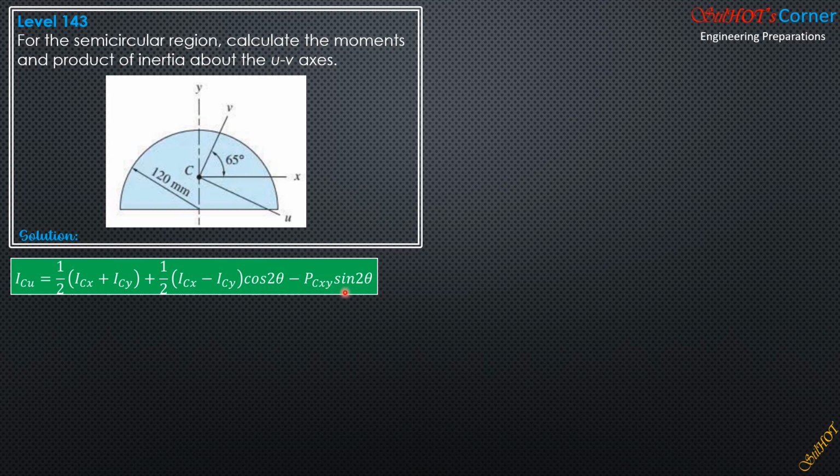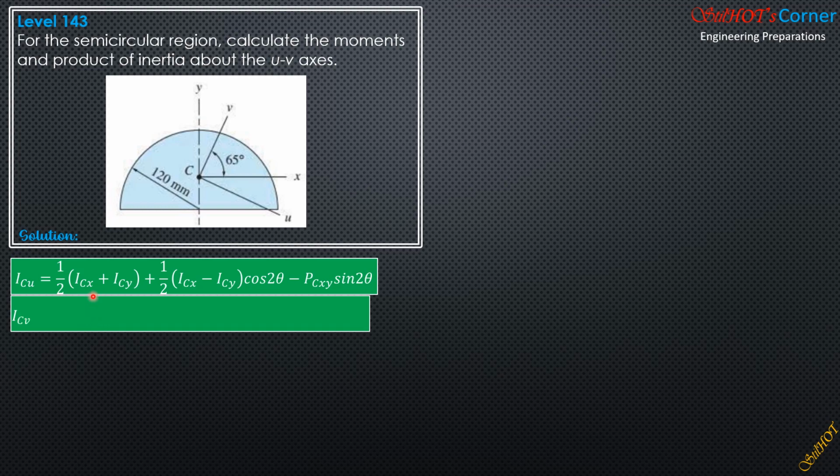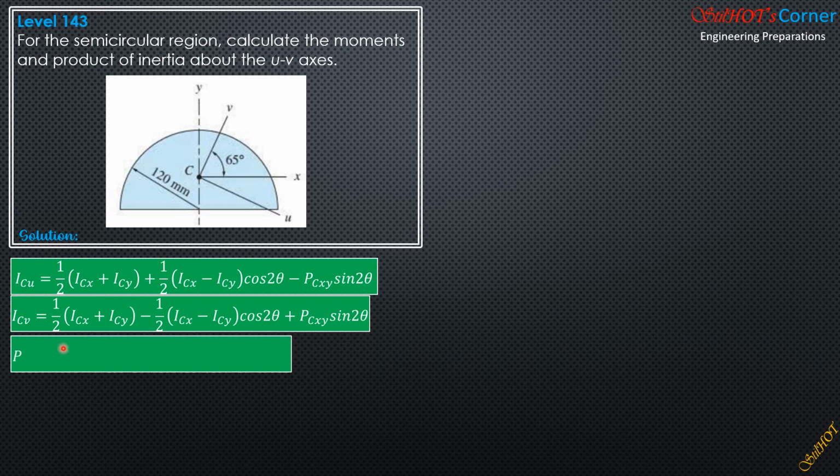Product of inertia with respect to the centroid xy, sine 2 theta. I sub Cv is 1/2 of quantity I sub Cx plus I sub Cy, minus 1/2 of quantity I sub Cx minus I sub Cy, cosine 2 theta, plus P sub Cxy sine 2 theta. And P sub Cuv is equal to 1/2 of quantity I sub Cx minus I sub Cy, sine of 2 theta, plus P sub Cxy cosine of 2 theta. So these are our guide formulas.